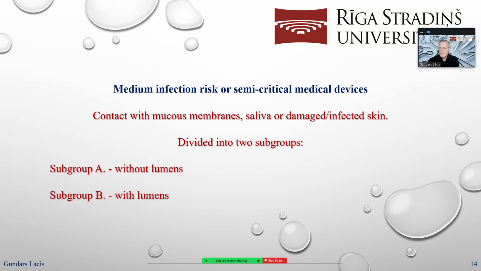Medium risk or semi-critical devices contact with mucous membranes, saliva, or damaged infected skin. And those devices are divided in 2 groups. Why? Here it's really tricky. For example, we have a semi-critical medical device. It's a forceps from a dentist's office. It's quite understandable that those forceps were in contact with mucous membranes or saliva at least.